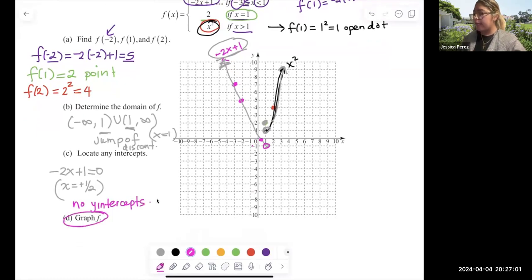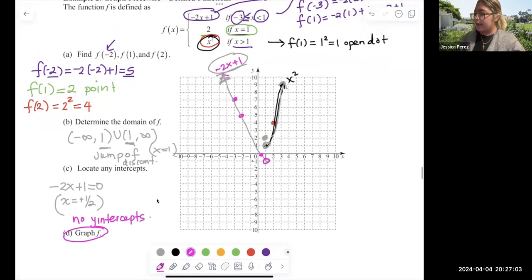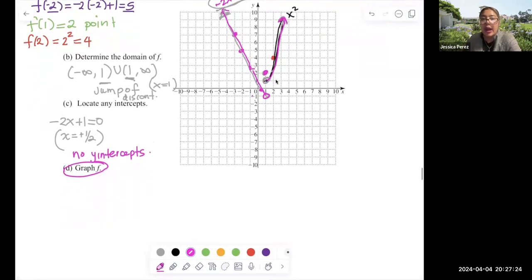And then here's a graph of f. We have a linear equation that goes down, then we have 1 point at 1, 2, and then we have this quadratic x squared. I'm also going to send you guys a Desmos link where you can play around with the piecewise functions and the domains to see more graphs.